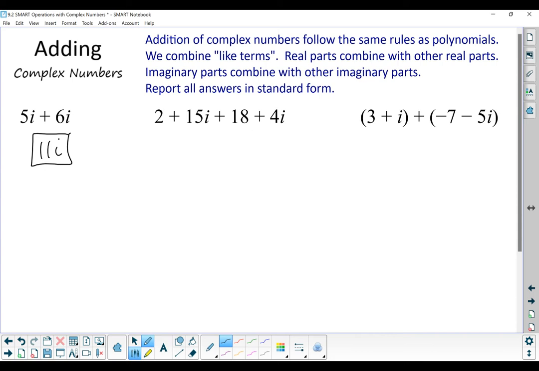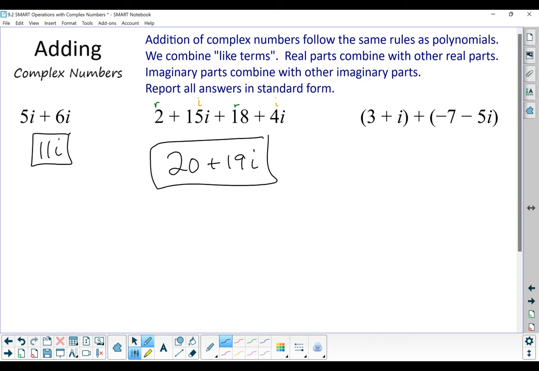This next little addition problem has four terms. We've got a 2, a 15i, an 18, and a 4i. So you just want to identify maybe all the real ones. We've got two real terms, 2 and 18, and we add those together and get 20. And then we've got two imaginary parts, and those two can add together as well. So we've got a 15i and a 4i, and that's a total of 19i. So 20 plus 19i would be our answer, and that is in standard form.